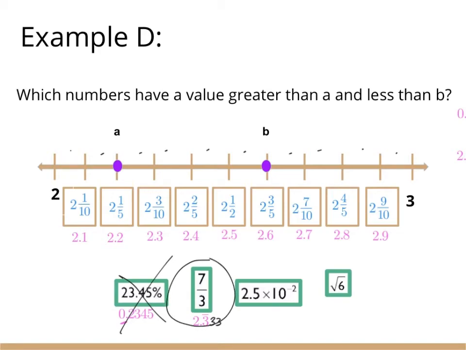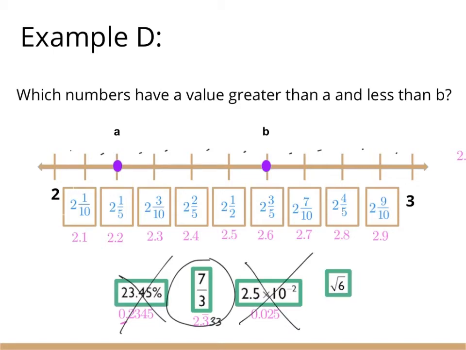The next one I've got is 2.5 times 10 to the negative second. I see my negative exponent, so that means I'm going to be moving my decimal 2 places to the left. When I go ahead and do that, I end up with 0.025, and that 0 again is going to eliminate it. It does not fall between 2.2 and 2.6 if it's not even 2, so I can go ahead and put an X through that. That is not the correct answer.